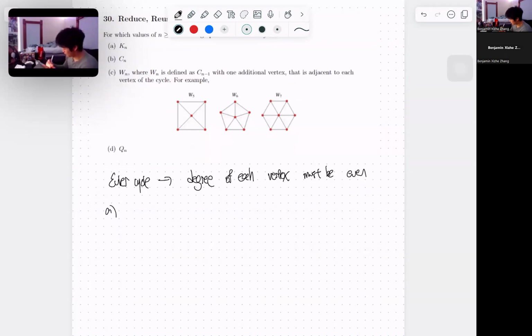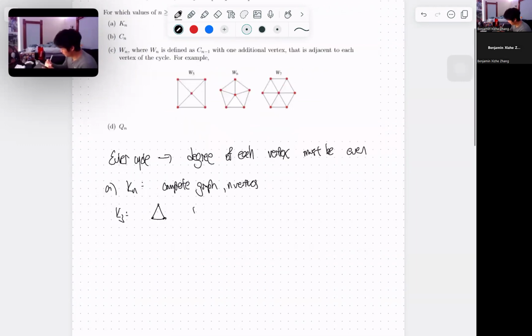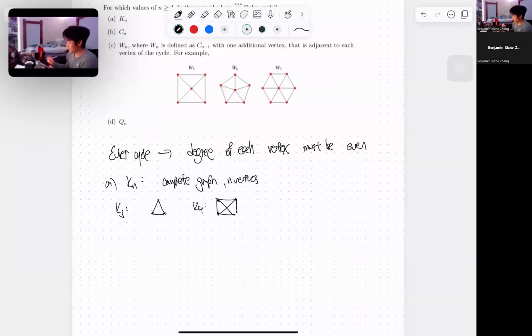So in part A, we're looking at K sub n. A is the complete graph with n vertices. So what does that look like? For example, K3, we have these three, and complete graph just means that each vertex is connected to each other vertex. So for K4, we'd have something like this. As you can see, each vertex is connected to every other vertex. So you'll notice that each vertex must have the same degree, and the degree of every vertex is just n minus 1 since we're connected to every other vertex.